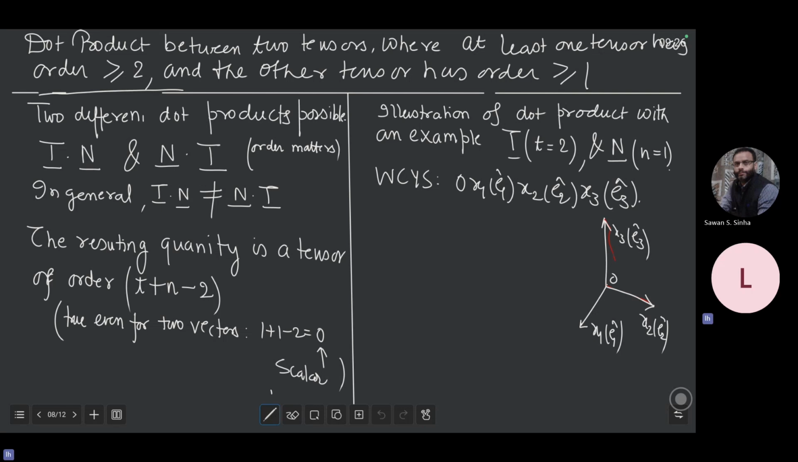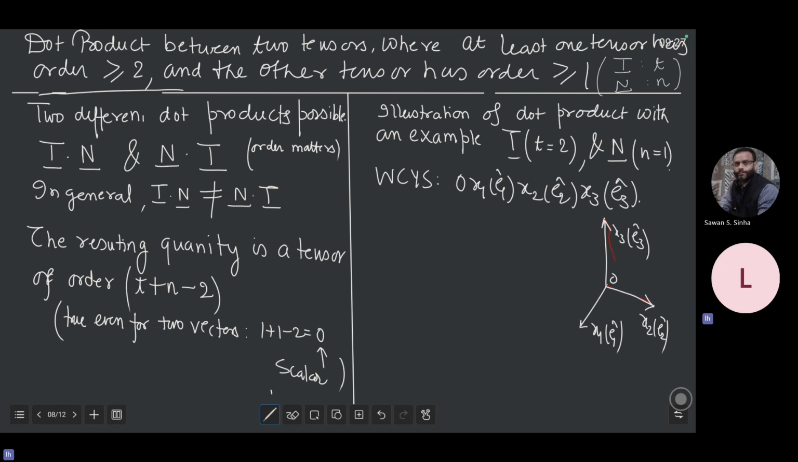In this situation, two different dot products are possible. Suppose the two tensors are t and n, where the order of t is t and the order of n is n. Two different dot products are possible, t dot n and n dot t. In general, these will be different. When both are vectors, we know a dot b is b dot a. But under the circumstances of the heading I wrote above, in general, these two will be different dot products. We will have an example for illustration.